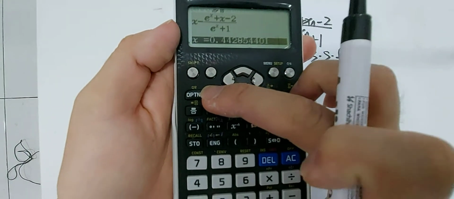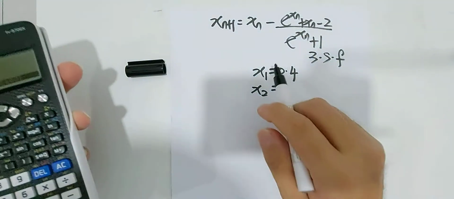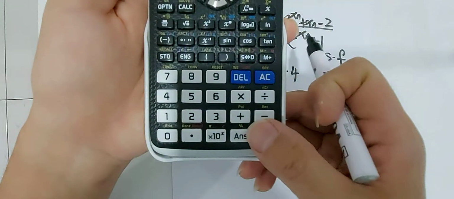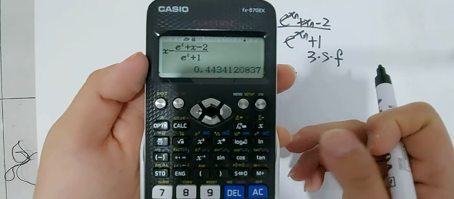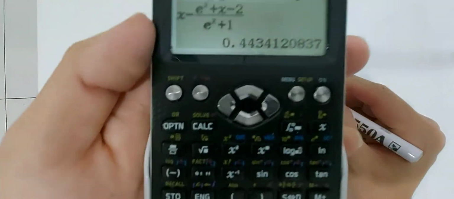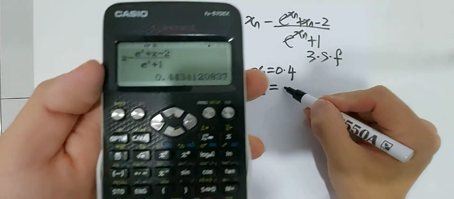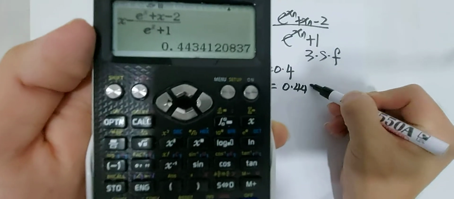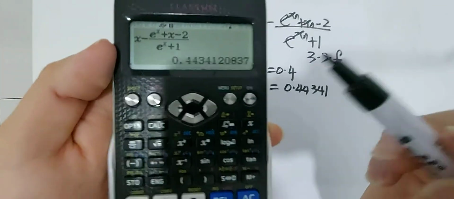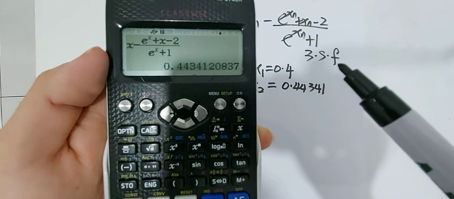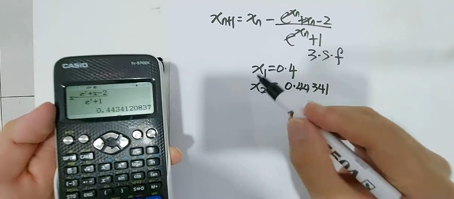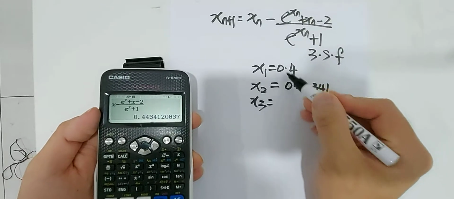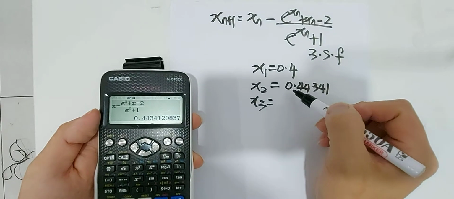I just press calculate, 0.4, then you press equal, double equal, 1 time, 2 times. Then you will get your x2. They want 3 significant figures, so we give 5 significant figures to make sure it's accurate: 0.44341. So now this is your x2. Now we have to see x3, and this is not the same. They are changing, so we continue.